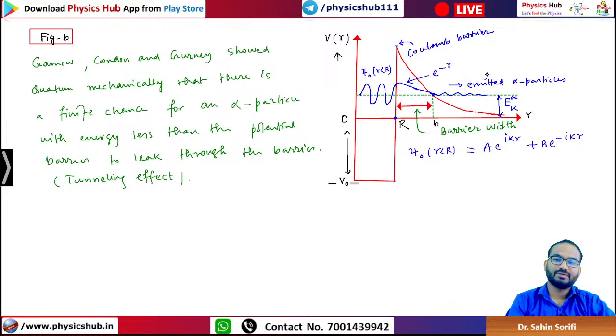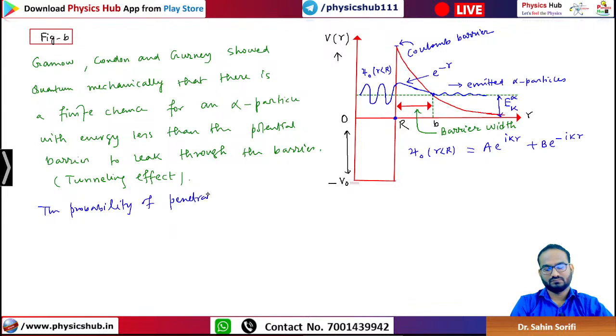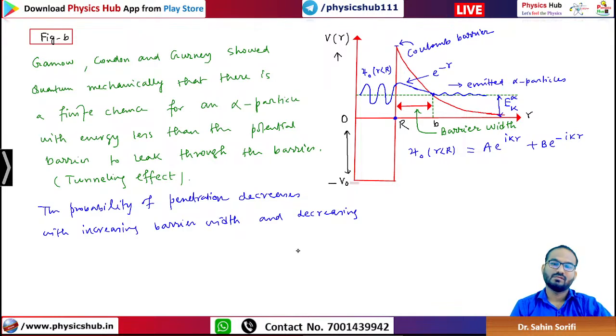As you can see, it is proportional to e to the power minus r, so it decreases with distance. Now the probability of penetration decreases with increasing barrier width and decreasing alpha energy.